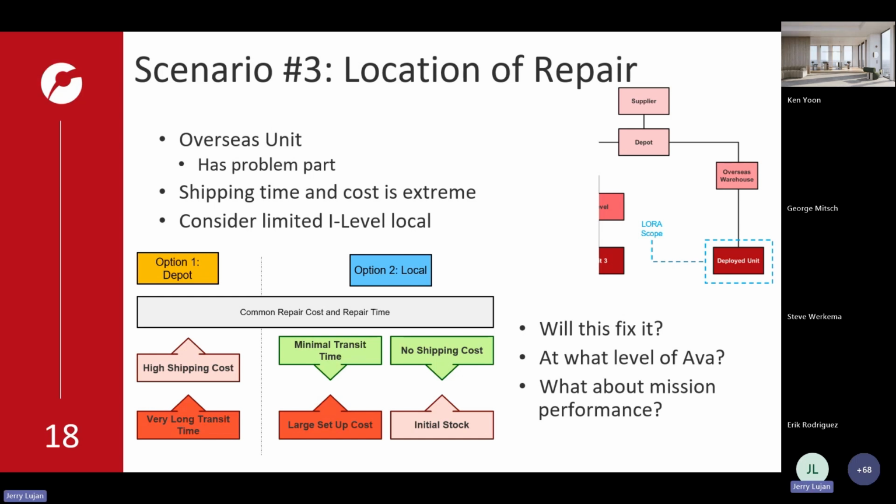So is this going to fix a problem? Does it fix it at all levels of availability or just at some levels of availability? And what about mission performance, right? We're going to get back to that here in a second. So let me go ahead and stop there again.